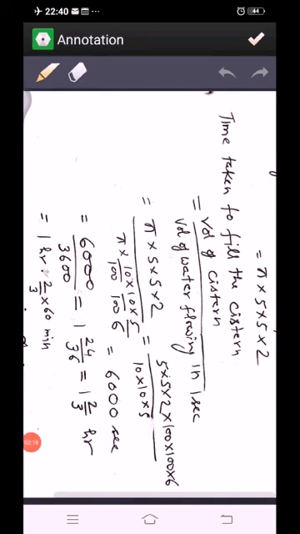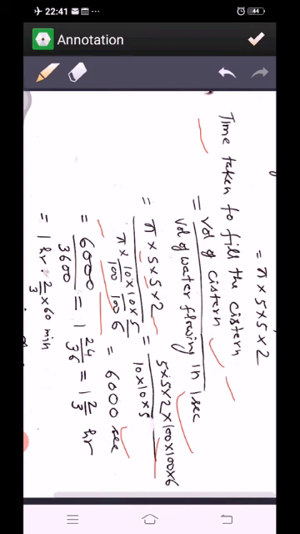So the time taken to fill the cistern is the volume of cistern divided by the volume of water flowing in 1 second through the pipe. So the volume of cistern we have got is pi into 5 into 5 into 2, and the volume of water flowing in 1 second through the pipe is pi into 10 by 100 into 10 by 100 into 5 by 6. So we calculated, 100 into 100 into 6 will go up and the remaining will be at its place. On calculation we get a total of 6000 seconds.